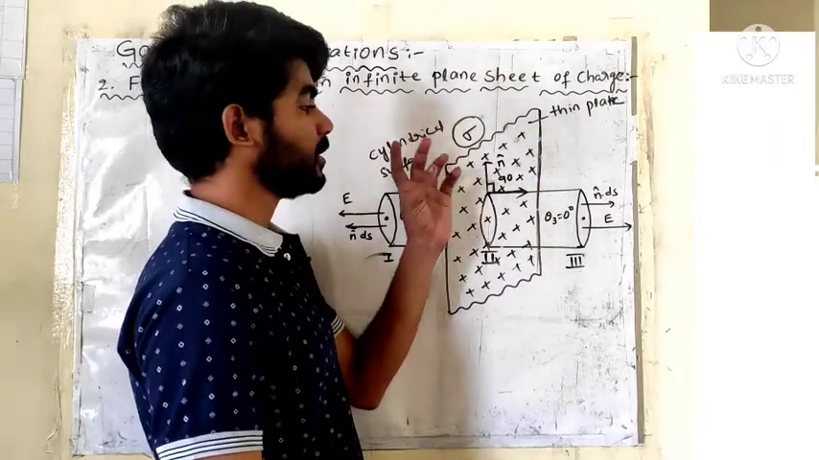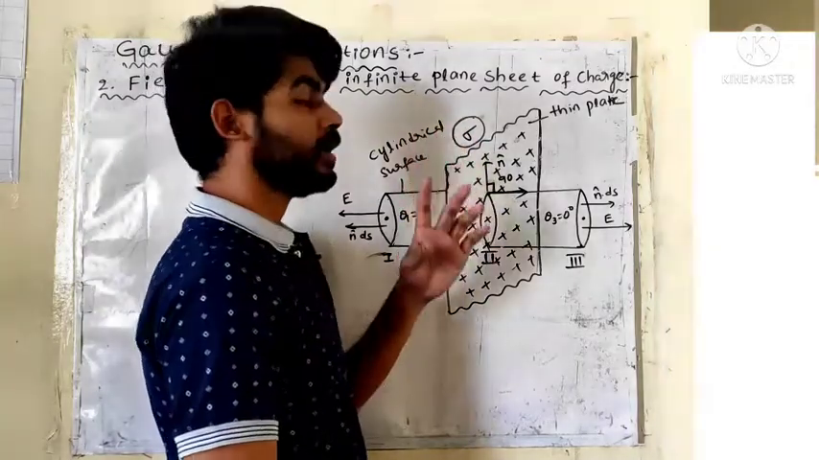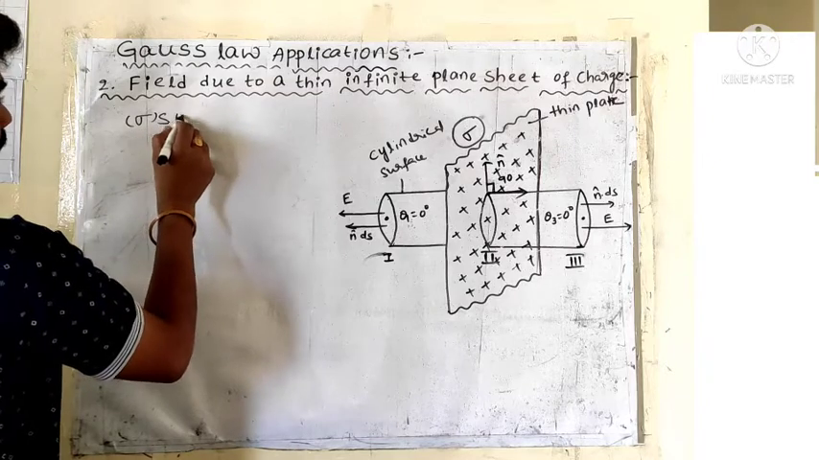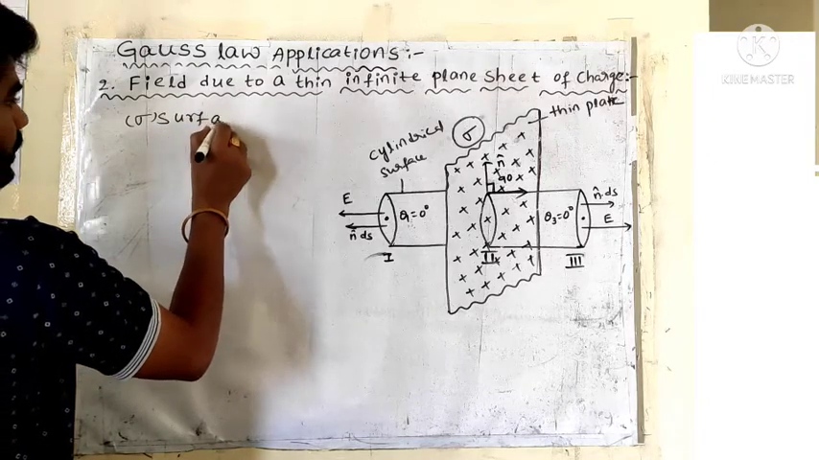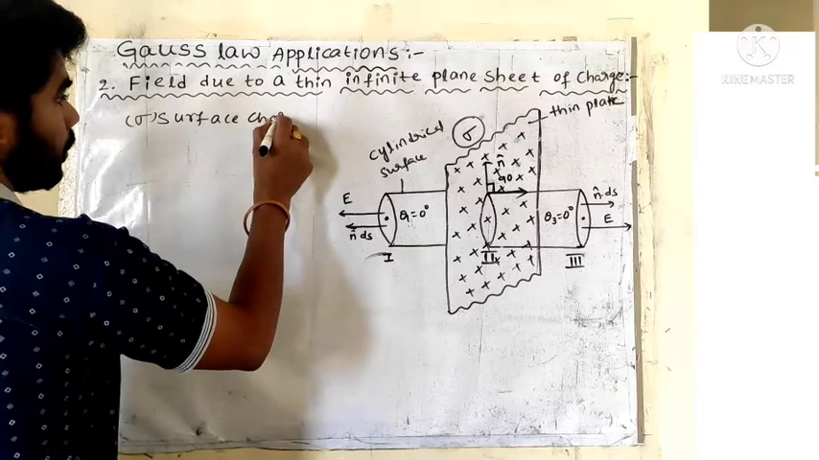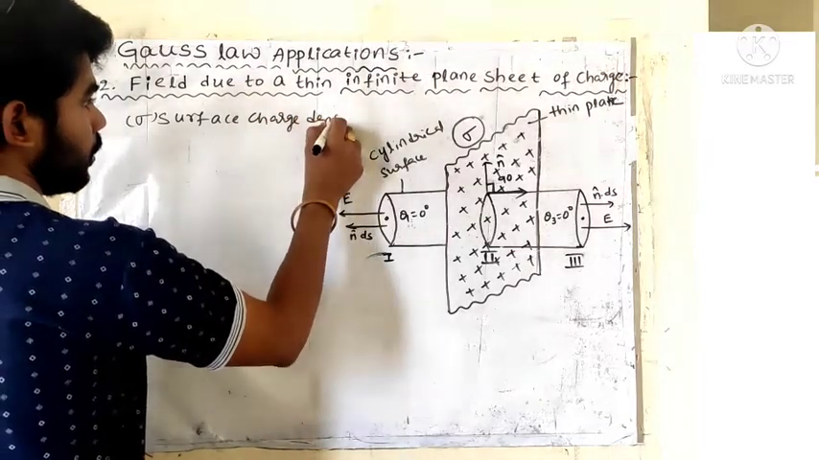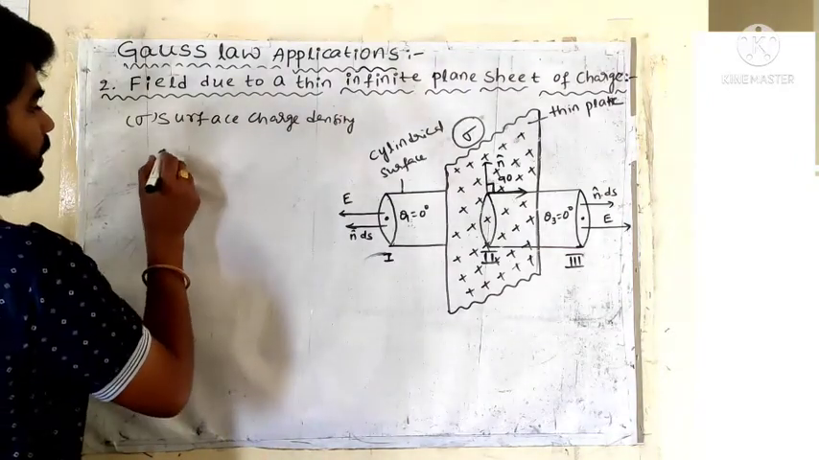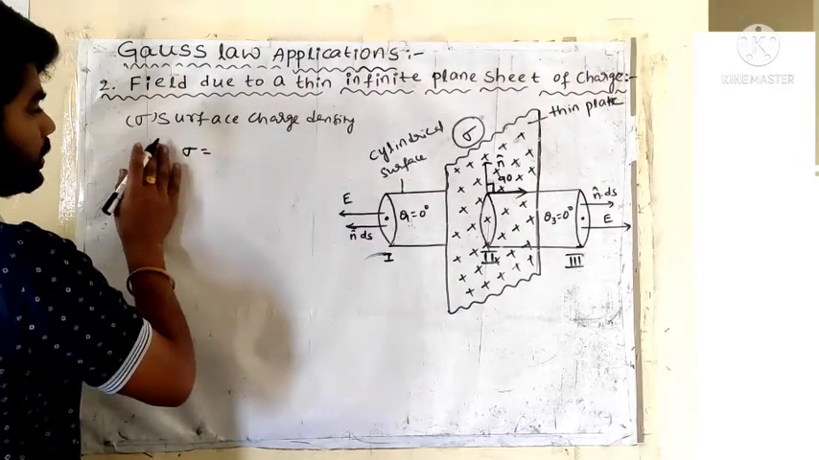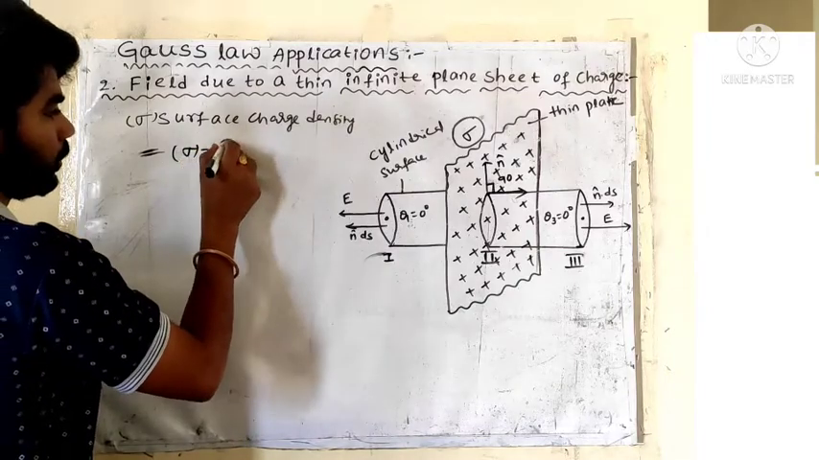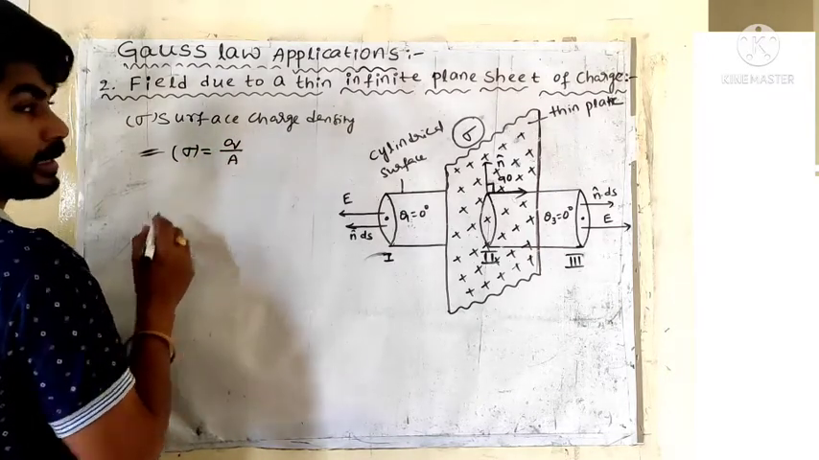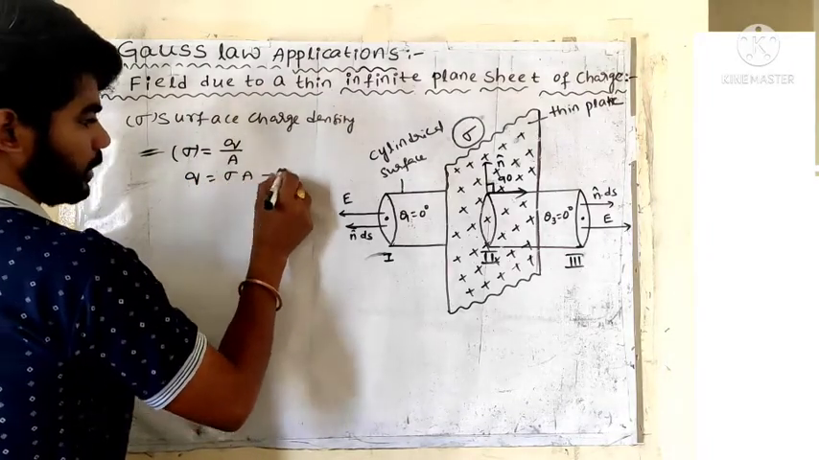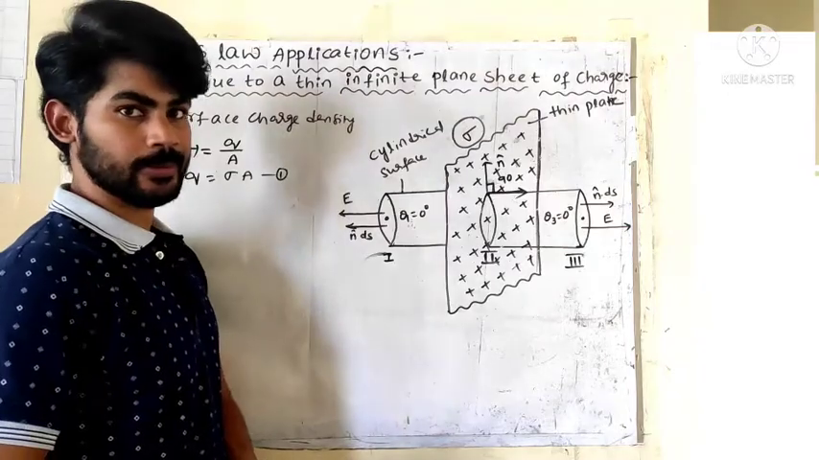A 2 dimensional body means surface charge density. Sigma denotes the surface charge density. How can we write the surface charge density? Sigma is equal to charge per unit area. From this we can write Q is equal to sigma A. So this is equation 1.